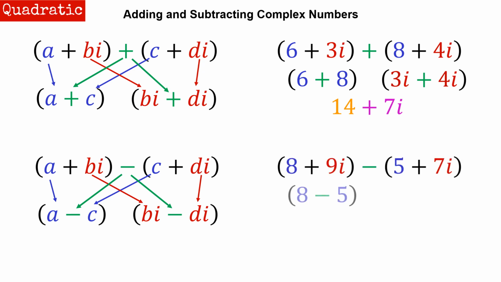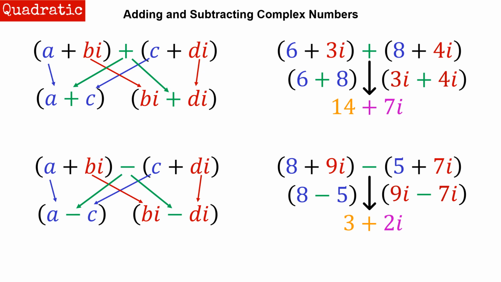Just like we did for addition, we're going to subtract the real numbers, 8 minus 5. And then we're going to subtract the imaginary numbers, 9i minus 7i. 8 minus 5 is 3. 9i minus 7i is 2i. Now I want to point out something to you. Let's look at the first example. You're going to notice the answer has a plus sign. But in the second example where we're subtracting, we also have a plus sign. The sign between the real number and the imaginary number depends on the result of adding or subtracting the imaginary numbers.